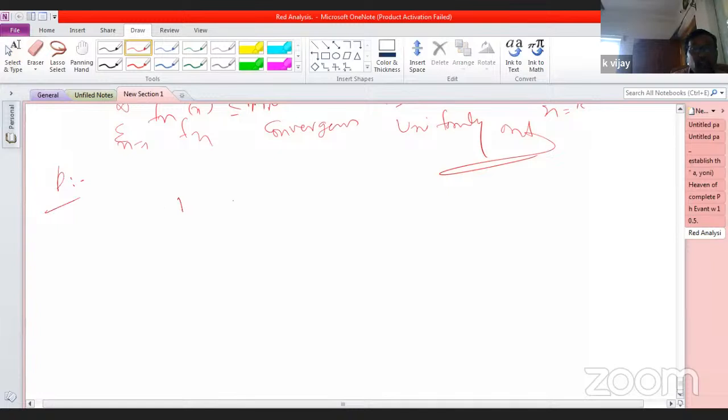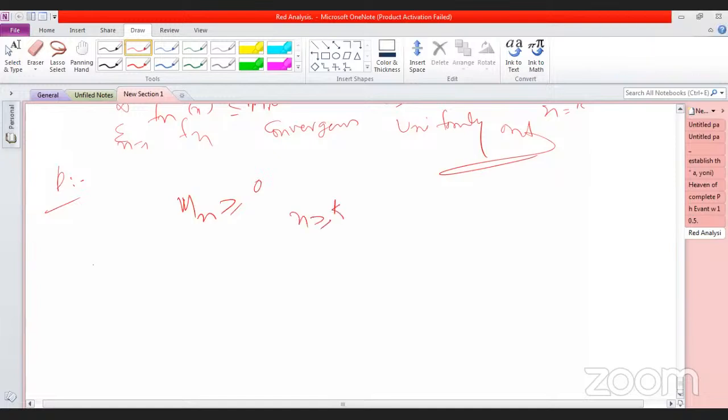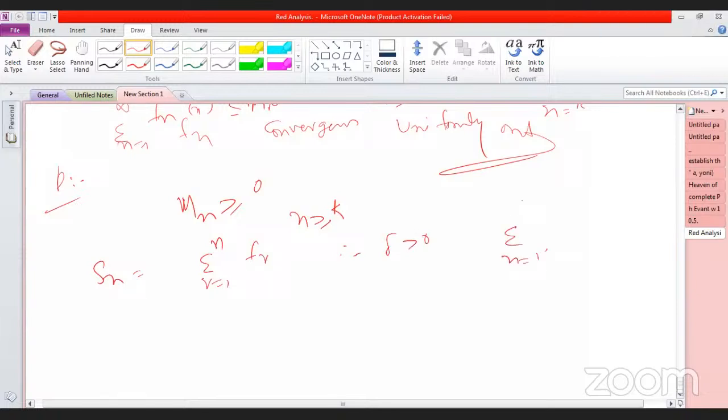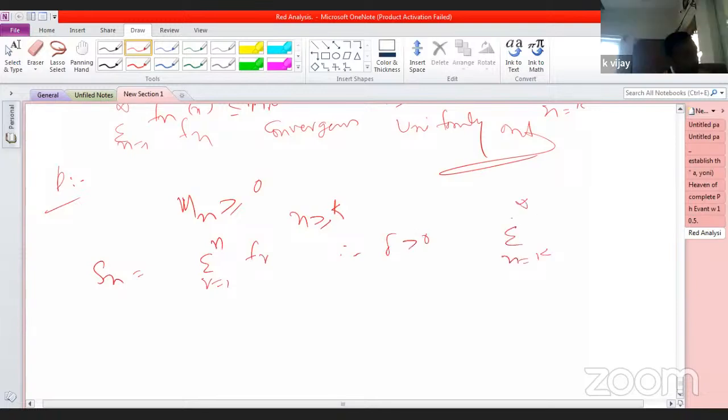Is M_n greater than 0 or not in the problem? Given or not? So therefore M_n greater than 0, n greater than k. So therefore we write here S_n is equal to summation of r equal to 1 to n of f_r. Already we know that delta greater than 0. So summation of n equal to k to infinity. And this is convergent or divergent?